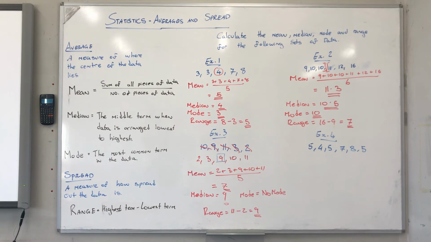Now that I put them in numerical order, the median is straightforward to see. It's just 9. The one extra thing here is that there is no most common term. There's one instance of each term there, so there is no mode in this set of data. And lastly, the range is 11 minus 2, which gives me 9. Now, last one should be straightforward.